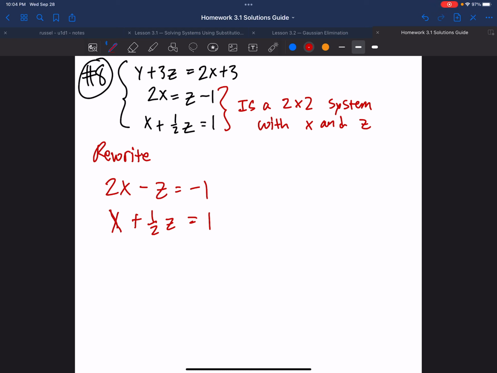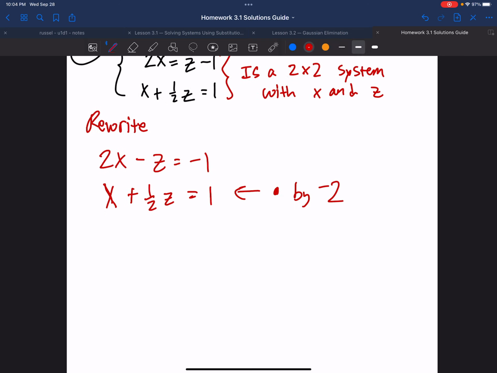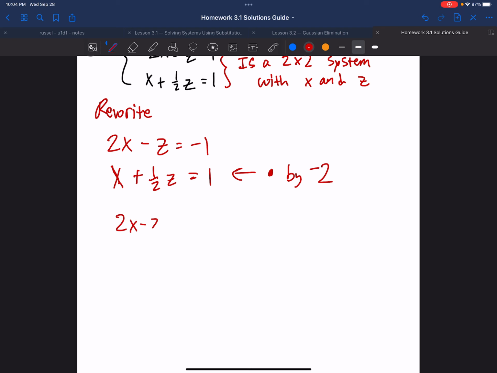I know I can match this, so I could probably cancel out the x's if I multiplied by negative 2. So let us multiply by negative 2. Here, I don't like that x. It's too confusing. Let's say dot. Multiply by negative 2. I get 2x minus z equals negative 1.